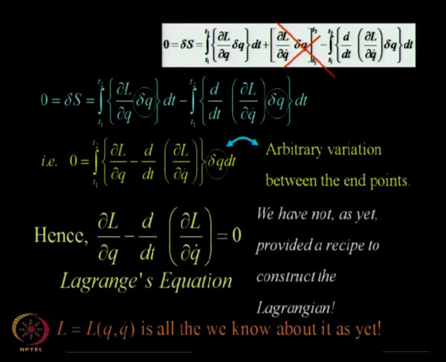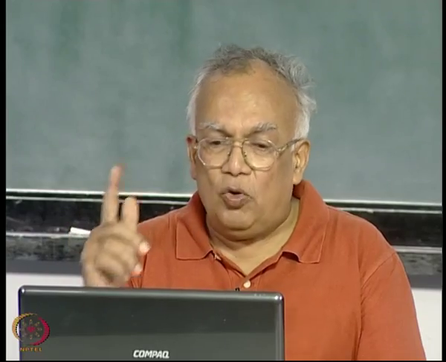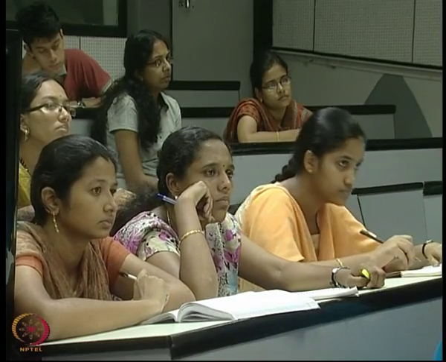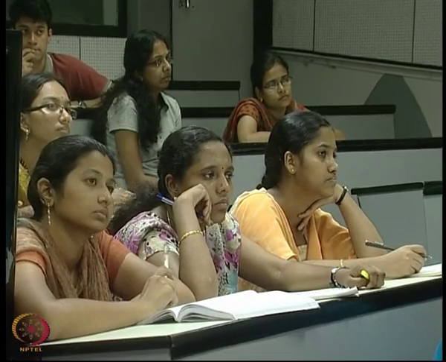Now, we have the Lagrange's equation, but we do not have the Lagrangian itself. We have not discussed even as yet what is the recipe to construct the Lagrangian. The only thing we know about it is that it is a function of q and q dot. So, we will have to address this, because otherwise if we do not know what the Lagrangian is, we cannot get its partial derivative with respect to q and we cannot proceed, nor can we get its partial derivative with respect to q dot, because we have to know the mathematical dependence of L on q and how L depends on q dot. So, unless we know this, we cannot really do anything with this equation.